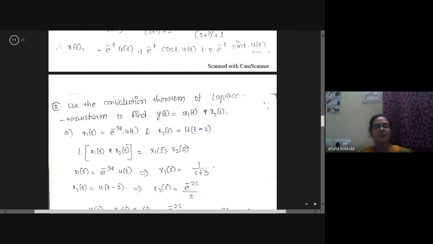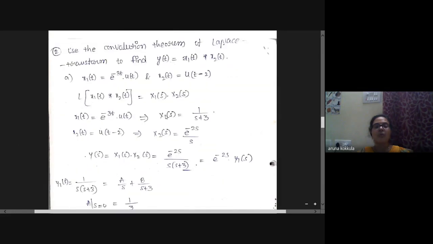So the next problem is to use the convolution theorem of the Laplace transform to find y of t equal to x1 of t convolved with x2 of t. By the convolution property of the Laplace transform, convolution in the time domain will be multiplication in the s domain. So the Laplace transform of x1 of t convolved with x2 of t is equal to X1 of s into X2 of s. What is X1 of s? It is equal to 1 by s plus 3.